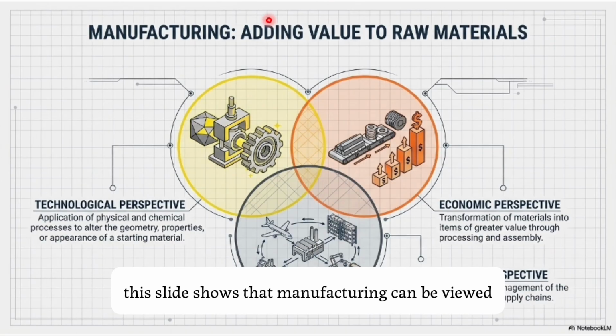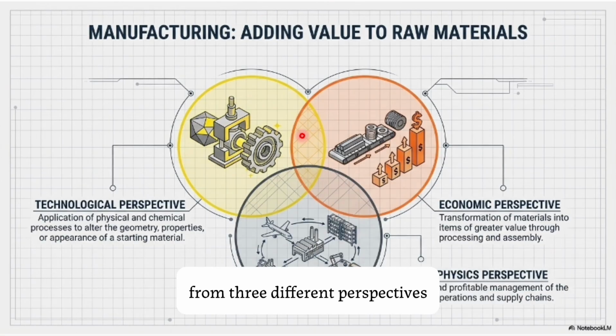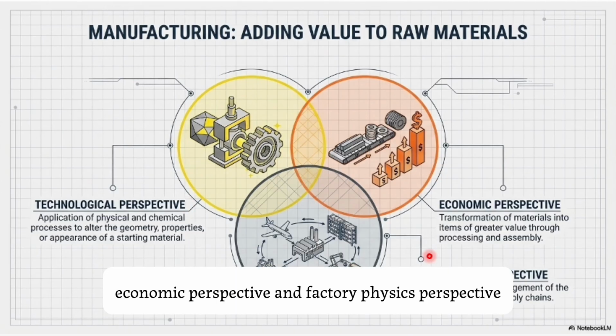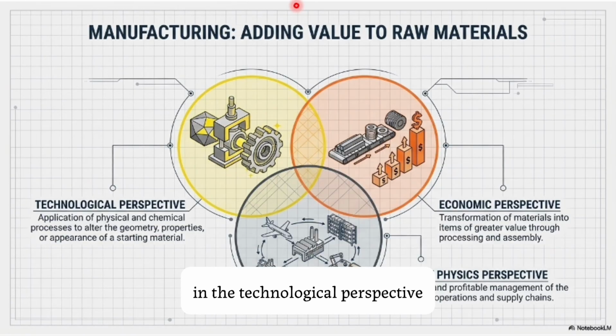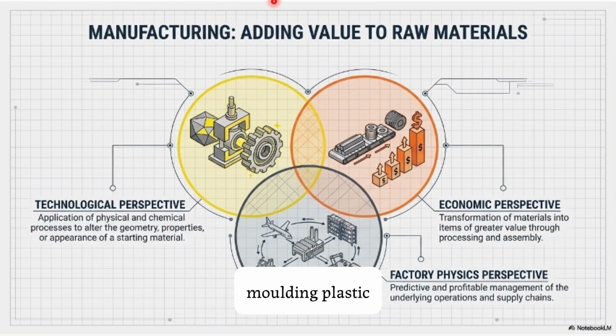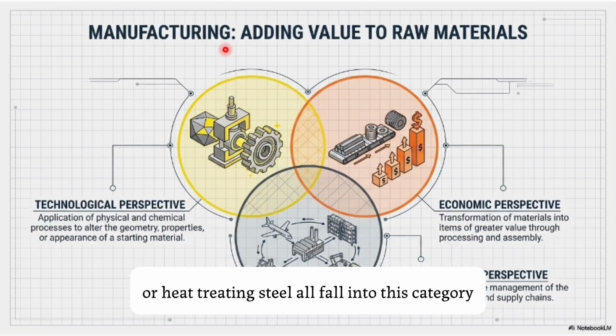This slide shows that manufacturing can be viewed from three different perspectives: technological perspective, economic perspective, and factory physics perspective. In the technological perspective, manufacturing means applying physical or chemical processes to change the shape, properties, or appearance of a material. For example, cutting metal, molding plastic, or heat treating steel all fall into this category.